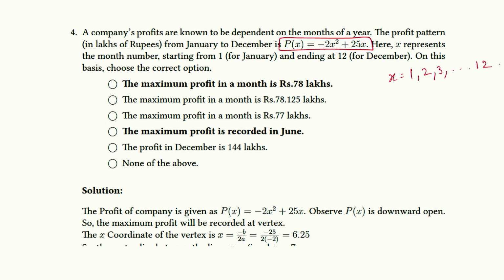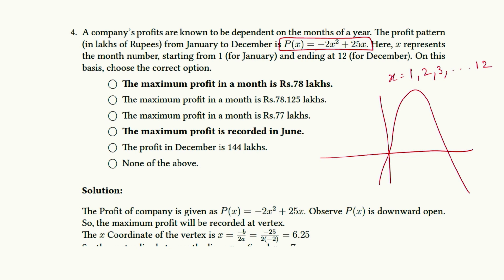So if we draw a rough diagram, we have that the value of A is minus 2. So this will be a downward parabola, and if you observe, the value of C is 0. So it passes through the origin. So the rough diagram for this will be somewhat like this.